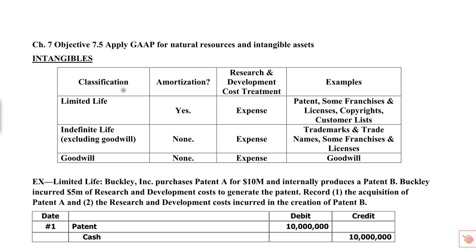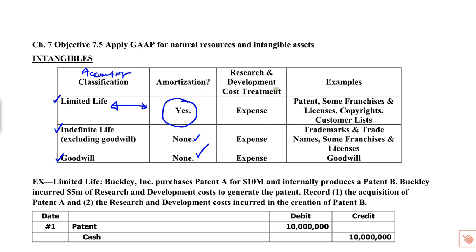Now, I should be clear here, this is the accounting classification. Accounting will classify them as limited life, indefinite life, except for goodwill. And then goodwill is its own special accounting intangible asset. The classification is important because it tells you whether or not you'll amortize. So only the limited life is amortized. The other two are not amortized.